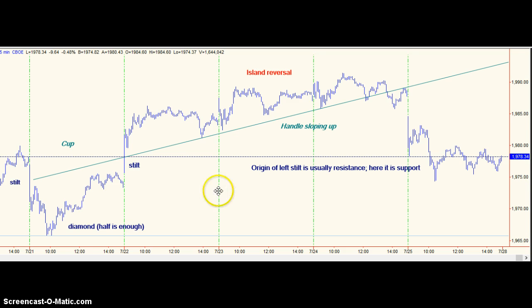My system is the diamond on stilts, not MEJT's system. That's a different system of mine. We have an inverted diamond on stilts. We have a stilt here, another stilt. Half a diamond's enough. The first test of the origin of the left stilt is usually resistance. We gapped over it, so now it's support. Here's support here.